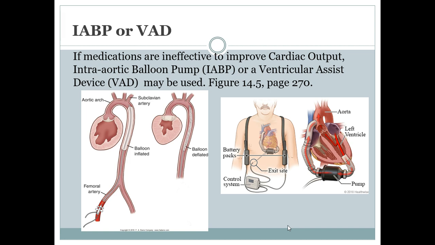So if medications are ineffective to improve cardiac output, we might use an intra-aortic balloon pump, or IABP, or a ventricular assist device, VAD. So look at figure 14.5 on page 270. The intra-aortic balloon pump increases myocardial oxygen supply and decreases myocardial oxygen demand. There is a balloon at the tip of the catheter that is timed to inflate at the start of diastole and deflate just before systole.